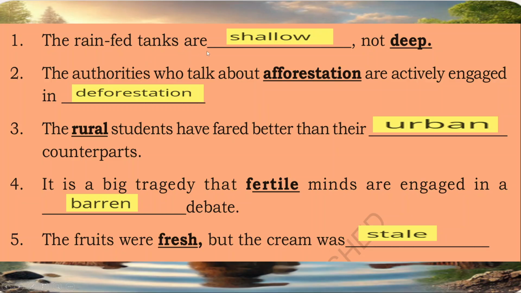1. Rain-fed tanks are shallow, not deep. 2. The authorities who talk about afforestation are actively engaged in deforestation. 3. The rural students have fared better than their urban counterparts. Fourth one, it is a big tragedy that fertile minds are engaged in a barren debate. Fifth one, the fruits were fresh, but the cream was stale.